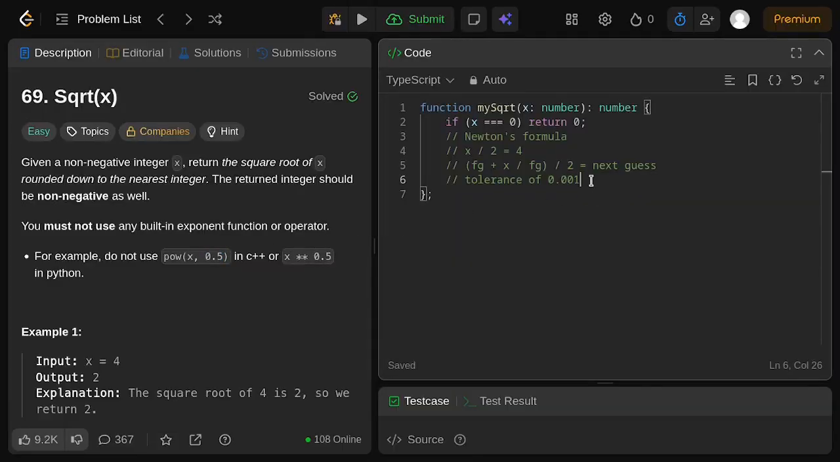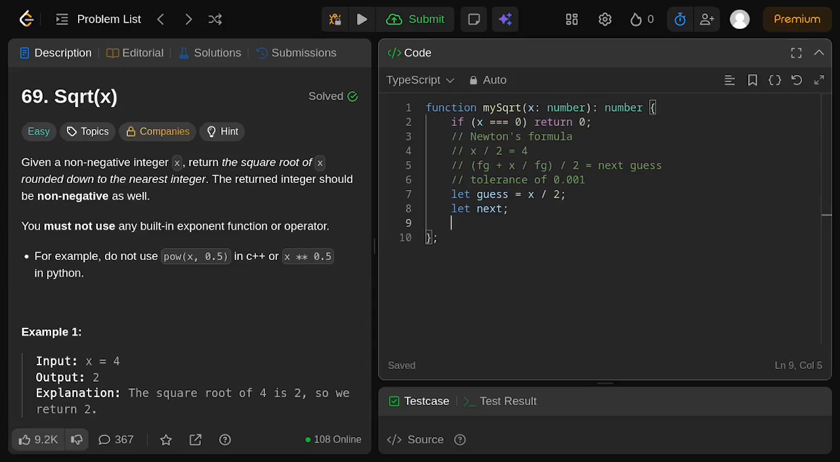Okay, so let's implement this by creating the first guess using let guess, which takes x itself divided by 2, and then the next guess as an empty variable. For the next part we need to do at least one iteration, and then we can use a loop afterwards. For this special loop called do while, we need to do at least one calculation with the guess and the next guess, and we use while true.